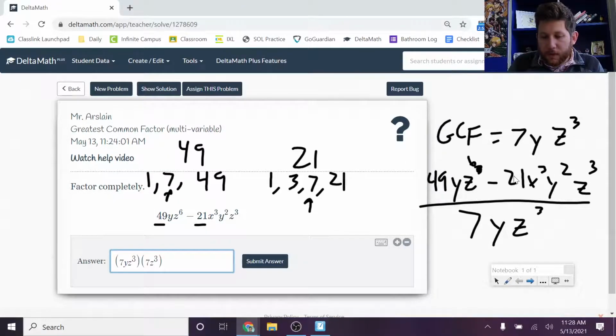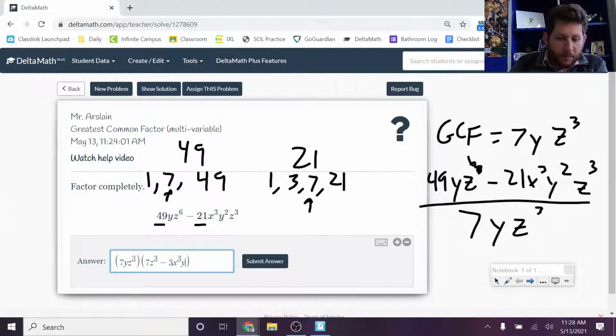Now let's look at the second one. 21, so we'll keep the minus. 21 divided by 7 is 3. X cubed, I'm not dividing by any x's, so that stays the same. Y squared divided by y, you can just subtract 2 minus 1, so that's going to stay there. And then z cubed divided by z cubed is 1, so that's not going to show up in our final solution.